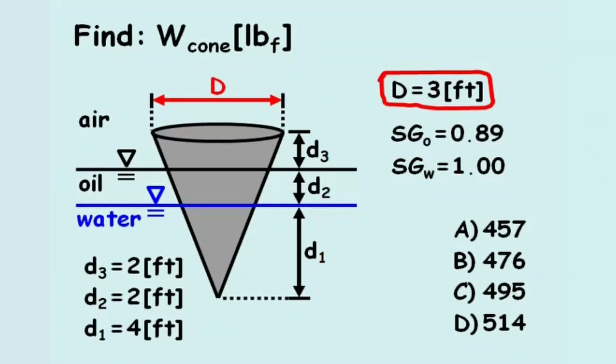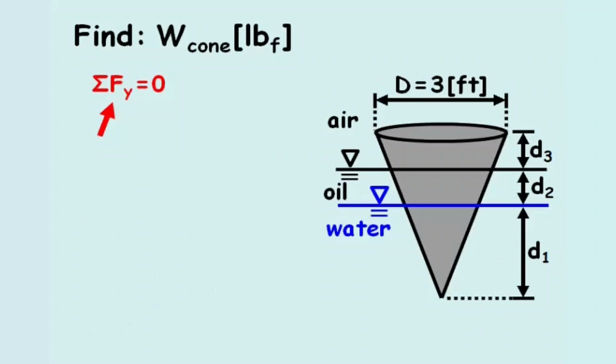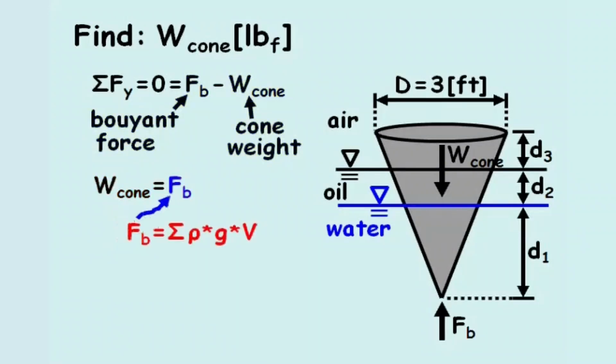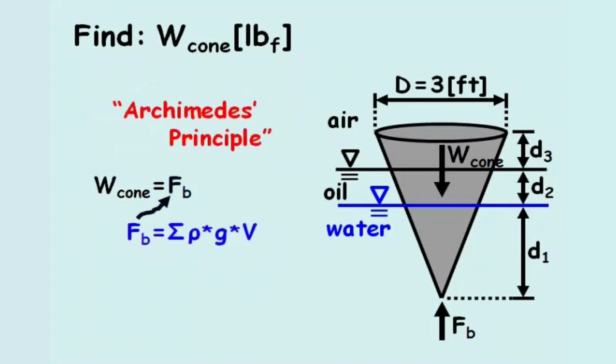To solve this problem, we'll begin by summing the forces in the vertical direction, which equals the buoyant force, Fb, minus the weight of the cone, W cone. Therefore, the weight of the cone equals the buoyant force. The buoyant force equals the sum of rho g v for the volume of all fluids displaced by the cone. This concept is sometimes referred to as Archimedes' principle.